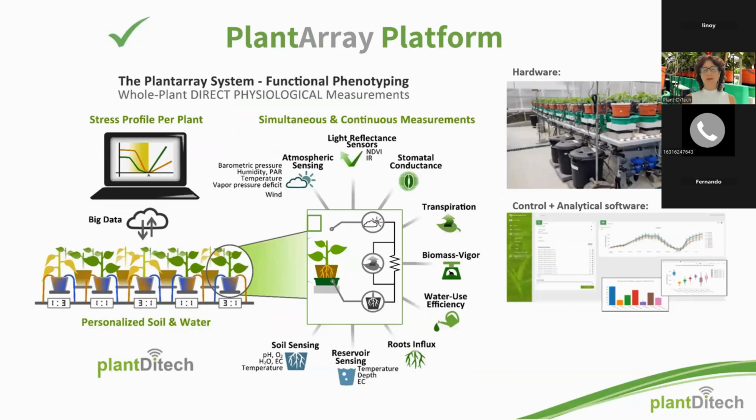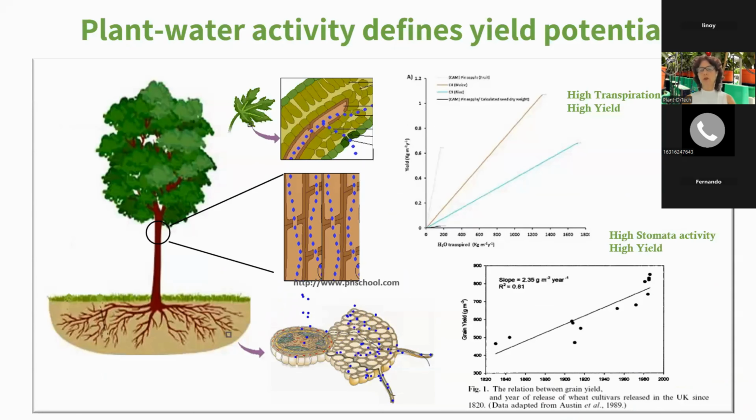In our case, in the PlantArray system, we are looking at transpiration. We are also looking at root water flux. So we are actually looking at the whole process, from the root water uptake through the plant. We calculate how much water is within the plant and how much it is losing to the atmosphere.